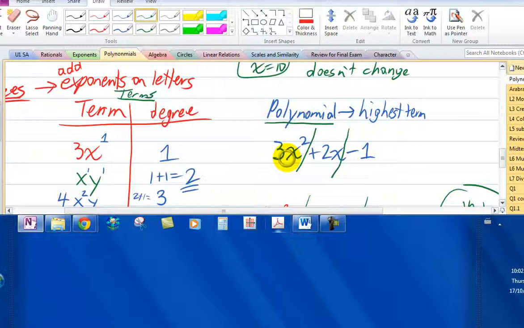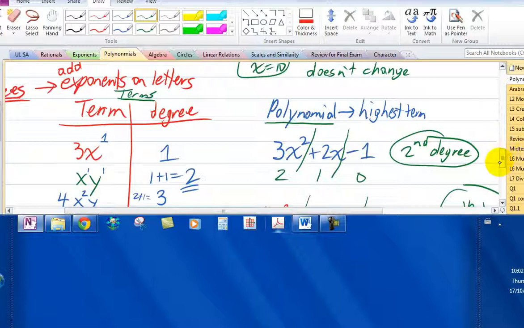What's the degree of the first term? 2. Degree of the second term? 1. Degree of the last term? 0. Technically, there's an x to the 0 there, although we don't really test that. So technically, there is an x to the 0, but that's our constant. It has a degree of 0. So which one's the highest? 2. Very easy then. This is a second degree polynomial. So we don't do any more adding after we look at the terms. After we look at the terms, we pick the highest degree.